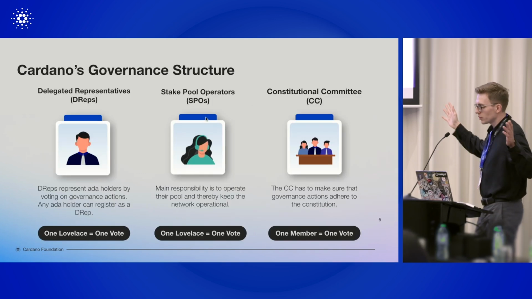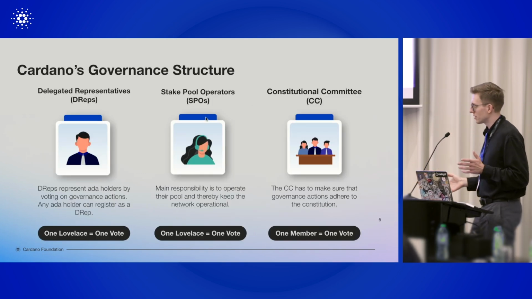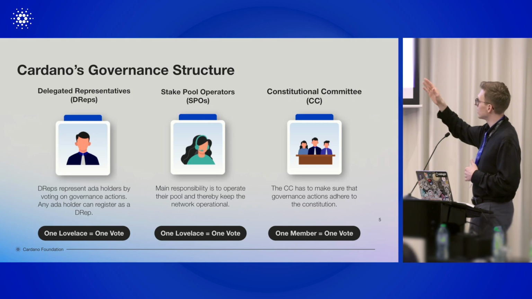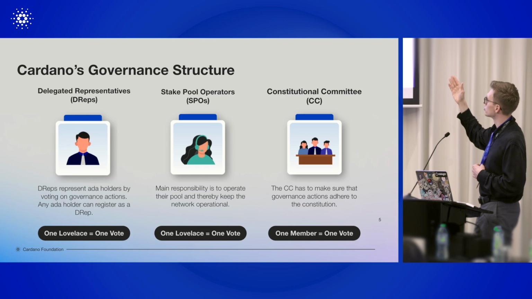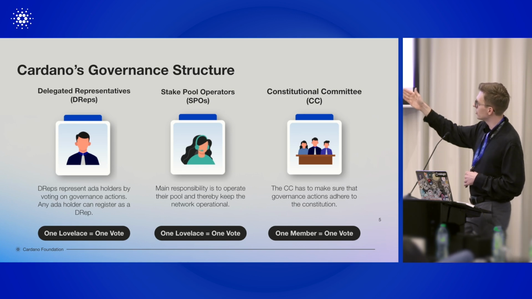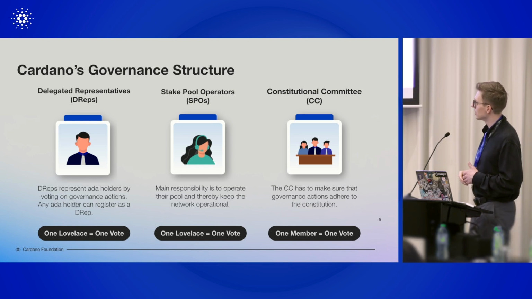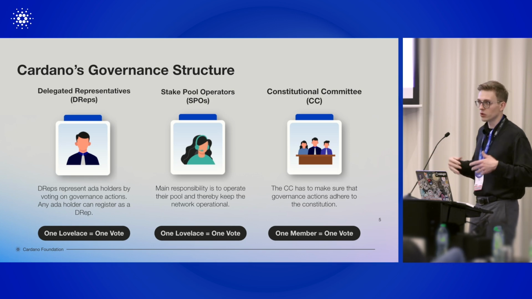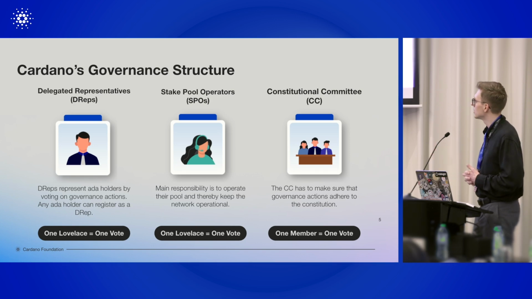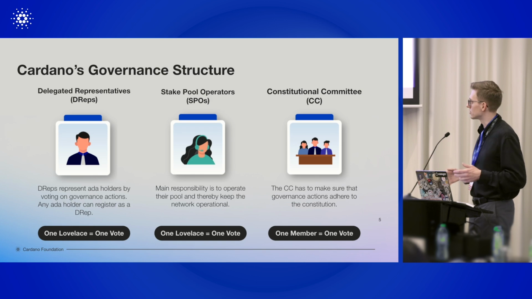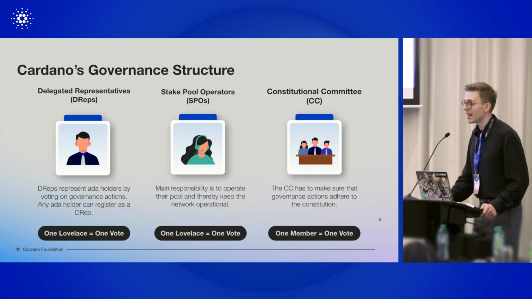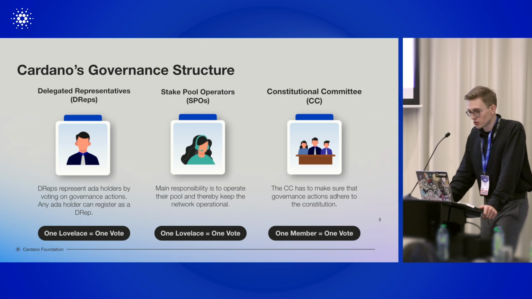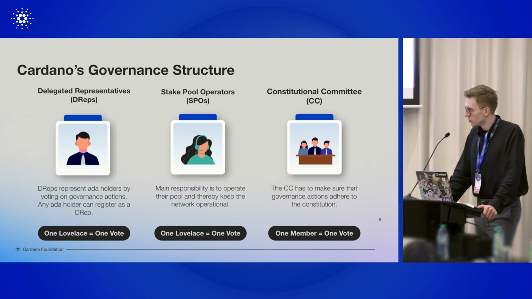Good. So as I said, we have this tricameral governance model on Cardano, where we have these 3 roles: the delegated representatives, the stake pool operators, and the constitutional committee. As I said, the DReps are the ones who either represent ADA holders or are ADA holders themselves who nominated themselves, and they vote on all governance actions. And very importantly, given the public, permissionless nature of Cardano, anybody can register as a DRep. So as long as you have the 500 ADA deposit that is required to register, you can register as a DRep.